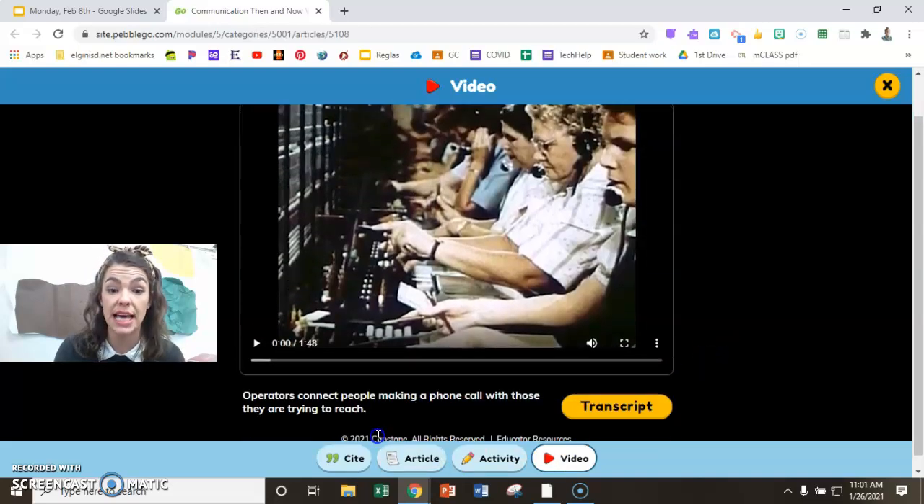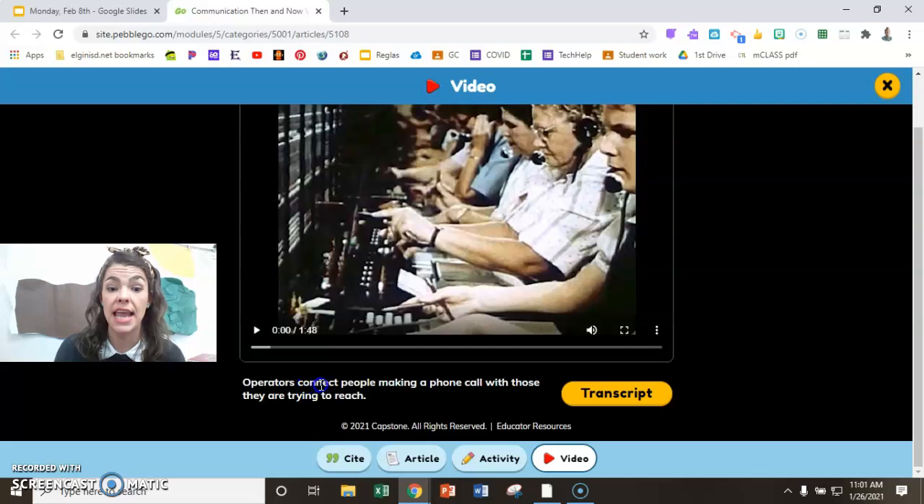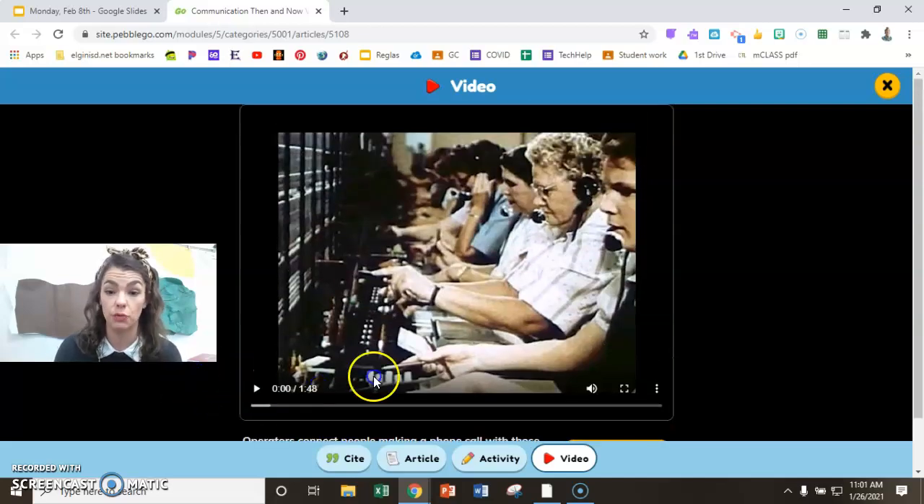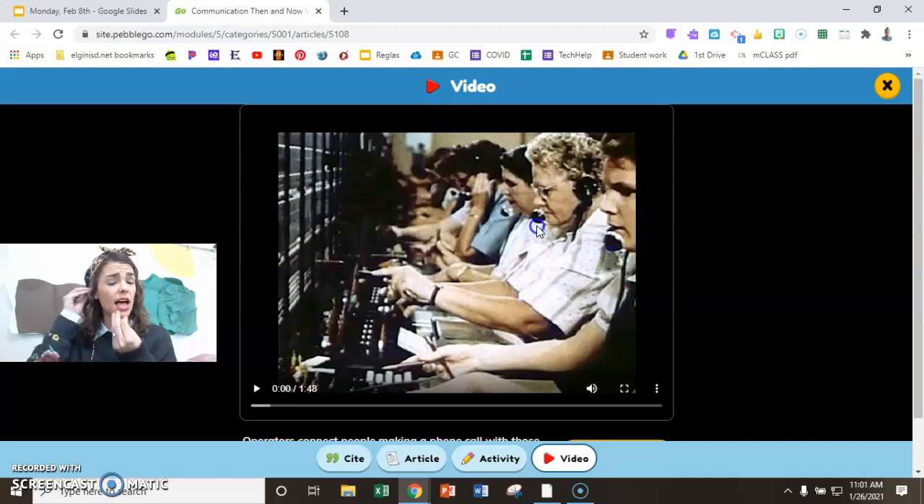All right, the caption says, operators connect people making a phone call with those they are trying to reach. So these ladies, they look all ladies, are working at a call center. They all have on a headphone with a microphone piece, and they are pushing buttons and connecting wires. Let's see them in action.